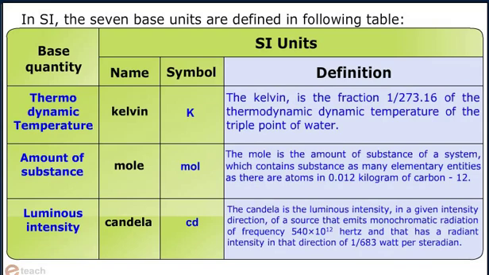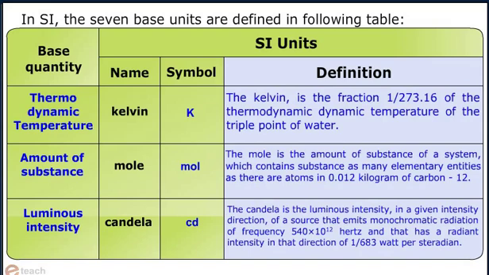The next base quantity is amount of substance. The name of its SI unit is mole. It is symbolized by small mol. It is defined as: the mole is the amount of substance in a system which contains as many elementary entities as there are atoms in 0.012 kilogram of carbon-12.